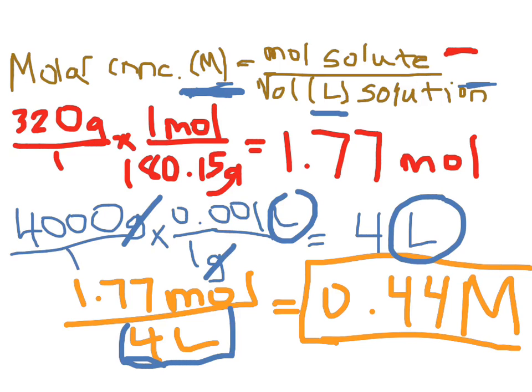Okay, and then now we're going to go back up to the top where it says the molarity solution. So you're going to have moles of solute divided by the liters. So moles of solute divided by your liters, and you get 0.44 molarity.